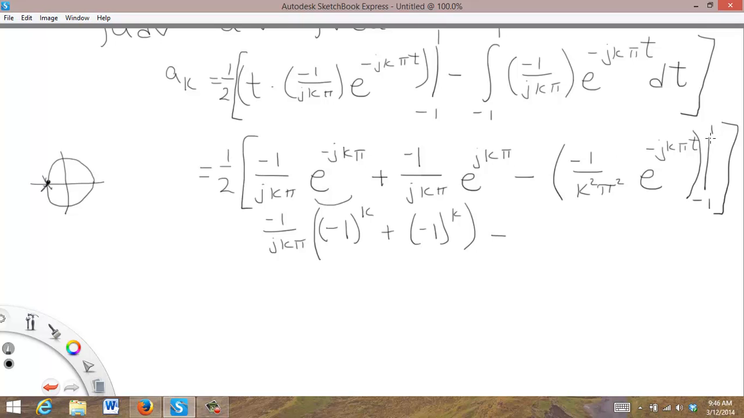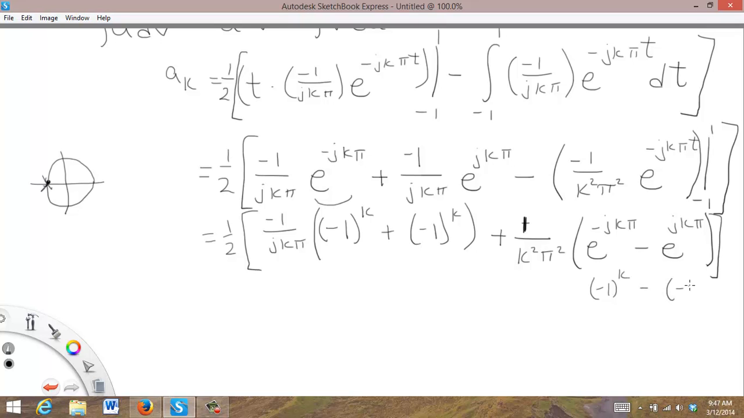When I evaluate this at t, putting this term out front, we have plus negative 1, sorry, 1 over k squared pi squared times e to the minus j k pi minus e to the positive j k pi, and then this whole thing again is multiplied by 1/2. Close the brackets. Alright, unlike this though, where they added, here I have negative 1 to the k minus negative 1 to the k. So these actually subtract from each other, and this whole term goes to 0.